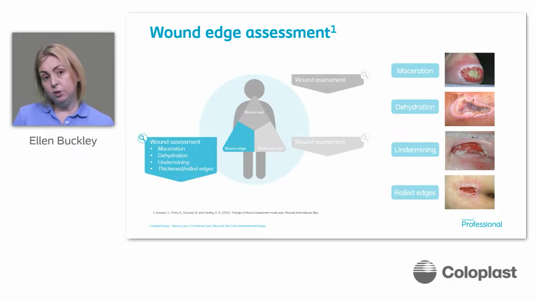And then once we've looked at the wound bed assessment, we move on to the wound edge assessment. I mentioned before about the epithelial cells resurfacing the wound and migrating across the wound surface from the edge of the wound. So we need to have a really healthy wound edge for that to happen in a timely manner. And these are some common problems that you might see as part of your assessment when you're looking at the edge of the wound.